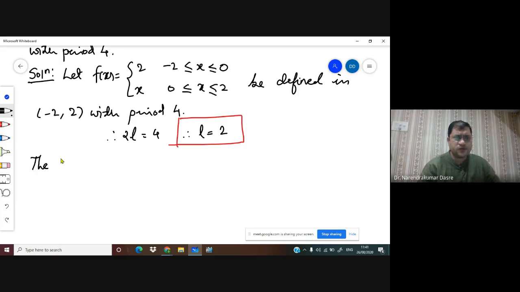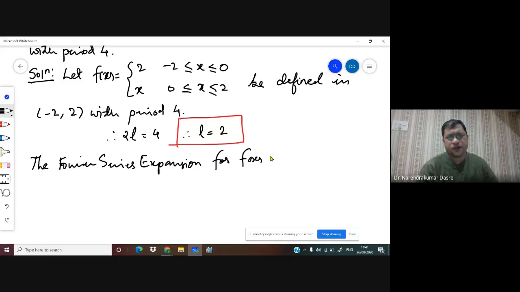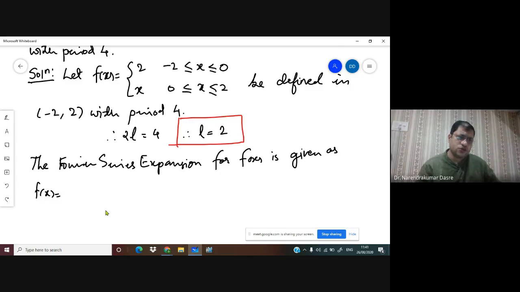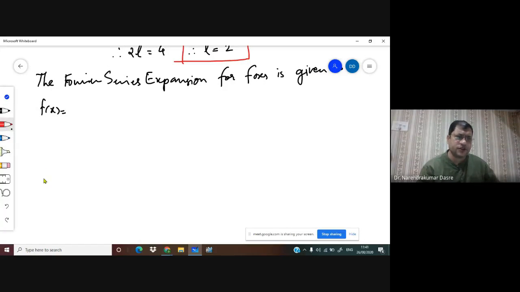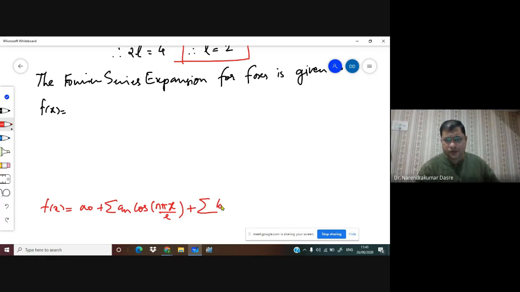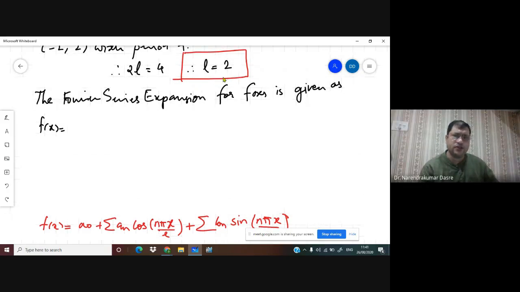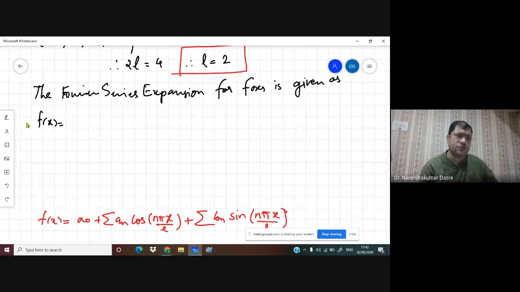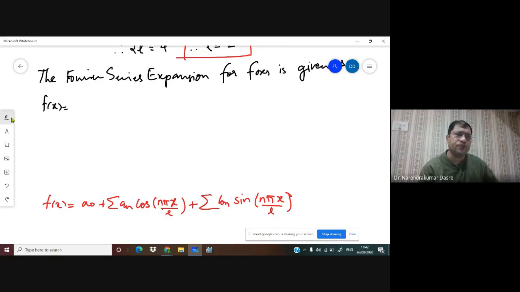And if it is neither even nor odd function, then we have to write the Fourier series expansion for f of x as follows. We have to be careful here. What is the formula for the interval minus L to L? We have the formula f of x is equal to a0 plus summation an cos of n pi x by L plus summation bn sine of n pi x by L. This is the formula for the interval minus L to L. Now we have calculated the value of L. So value of L is going to be 2 here, and hence we have to modify our formula accordingly. So we have to express this formula with L equal to 2. So what will we get?